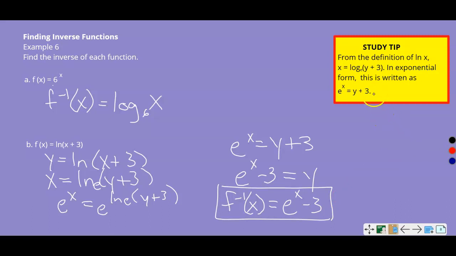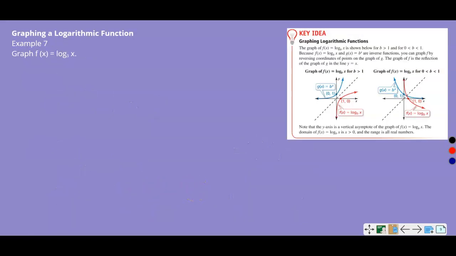All right, so you can see up here from the definition of ln of x equals log base e of y plus 3, in exponential form this is written as e to the x equals y plus 3. So that's basically just telling you why I did this right here, okay?